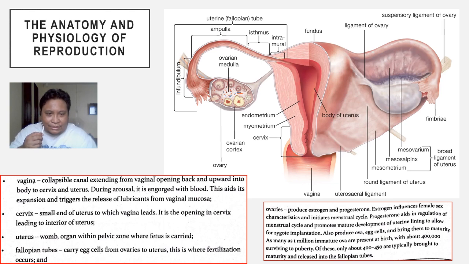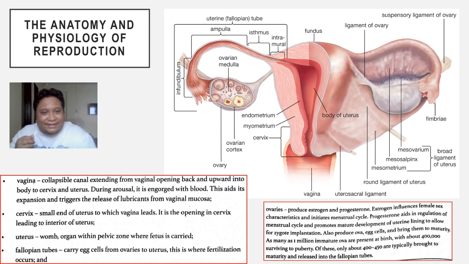It is the opening in the cervix leading to the interior of the uterus. And here in the upper part is the uterus, the womb, the organ within the pelvic bone where the fetus is carried. Of all the human organs, the uterus is considered to be the most flexible organ in the body, because it can stretch even more than a rubber band, and it could even carry eight children inside the womb during pregnancy.